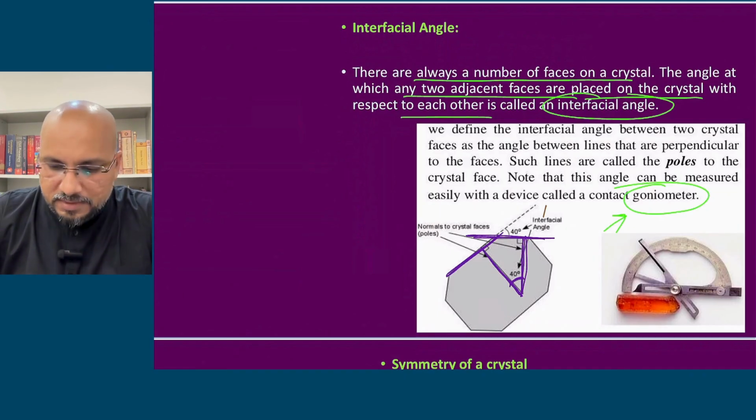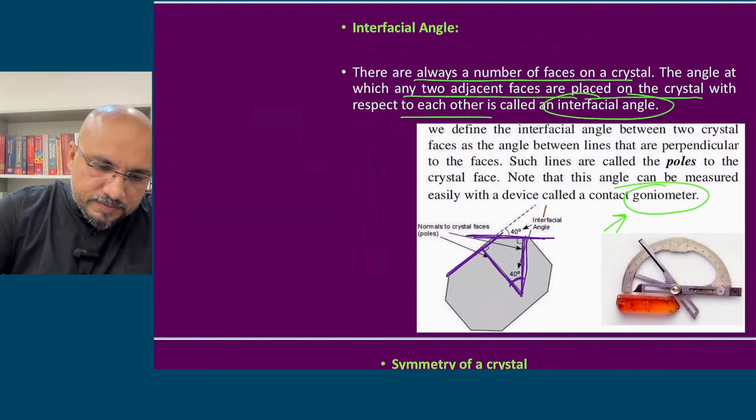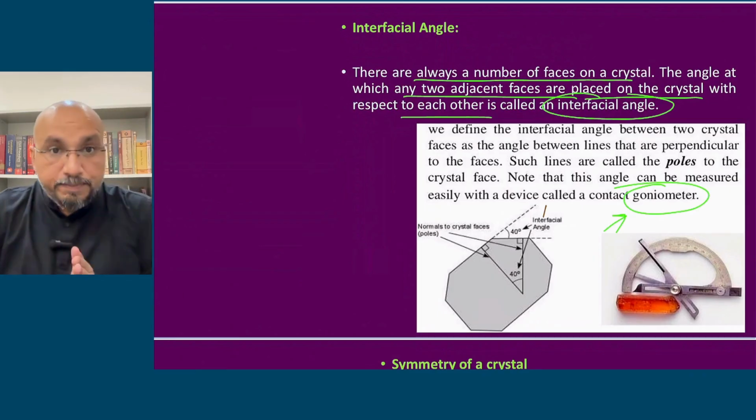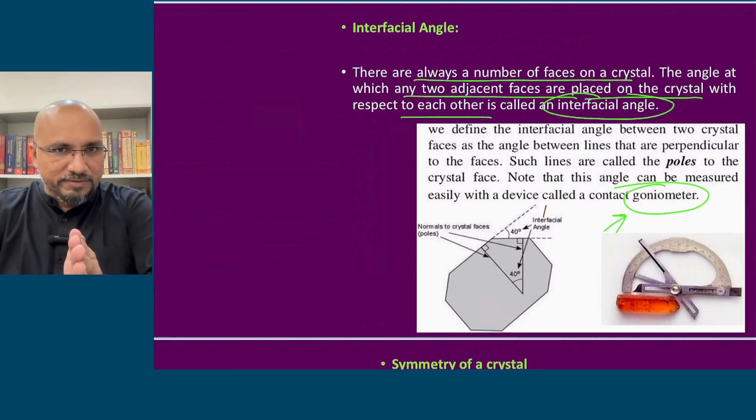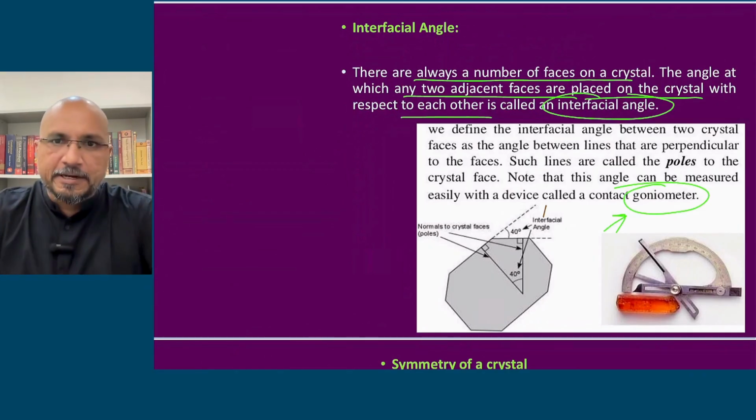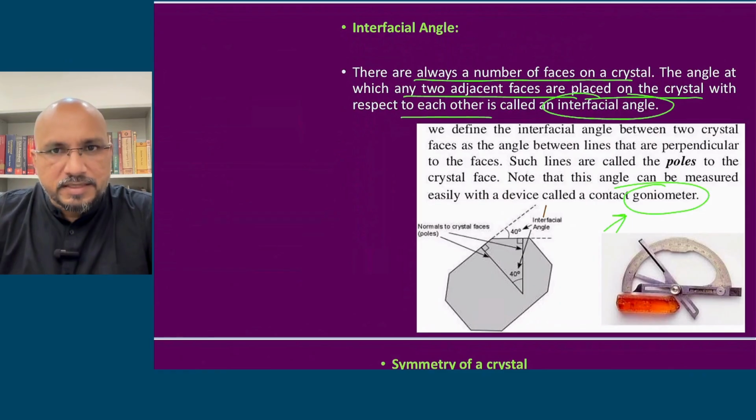So it is 40 degrees. So the way we measure the interfacial angle is we draw the poles to the faces, yani 90 degrees to the faces, and the point at which they intersect or meet, we measure the angle. That is the interfacial angle.